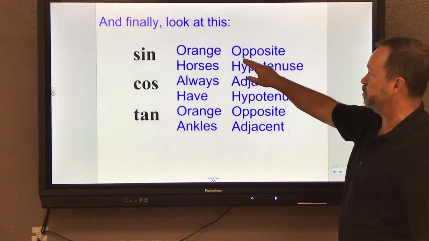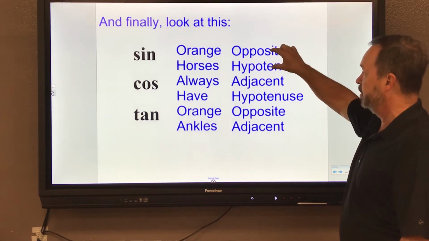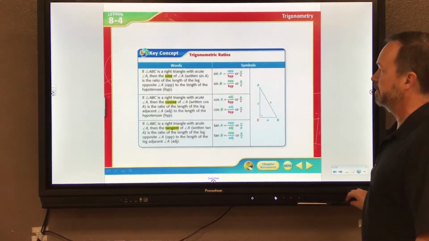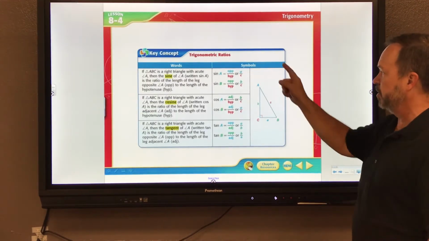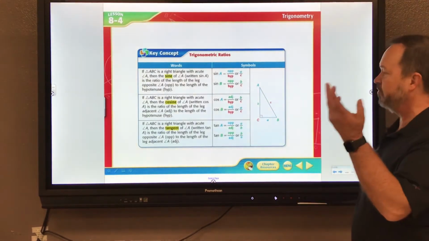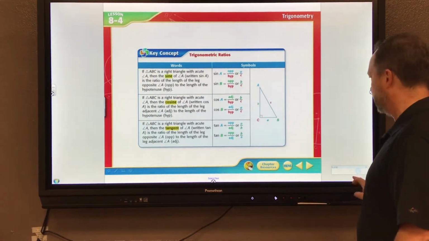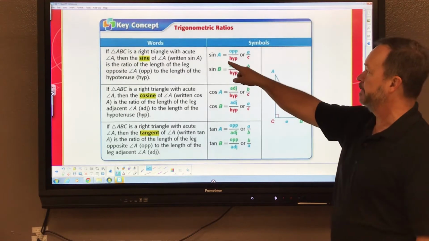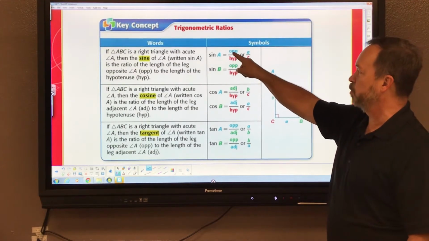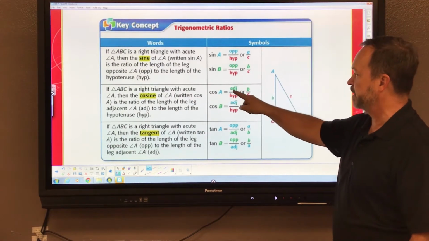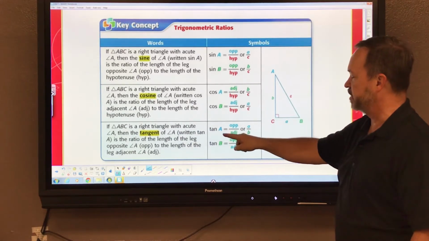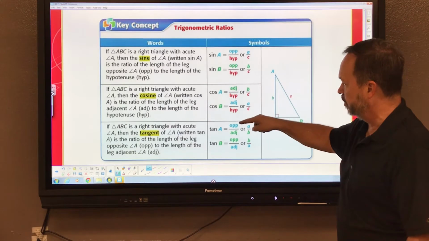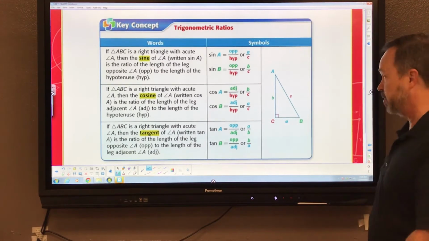And those are ratios. We draw a fraction bar in here, and we'll have a fraction, a fraction, a fraction. We'll have relationships that are ratios. And you could see it a little bit bigger here, but it says that same thing: sine is orange horses, cosine is always have, tangent is orange ankles. So orange horses always have orange ankles. And it's just a way of keeping it straight, like I said.